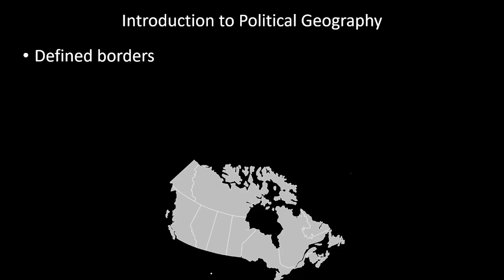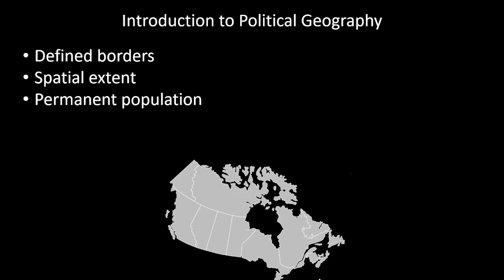Canada has defined borders. The edges of Canada here are its borders. When you go through those lines or edges, you are in Canada. When you leave them, you are not in Canada. It has spatial extent, so it has space within those borders. It's not just a line that you cross over. Then permanent population, so people live in Canada. It's not just that one person moves from one place to another and then that place is abandoned for 100 years. No, there are always people living in Canada.